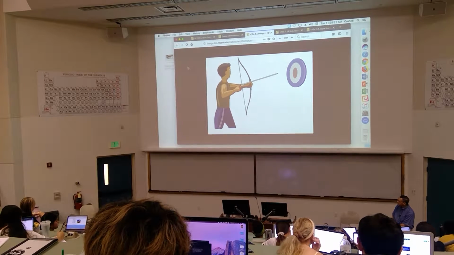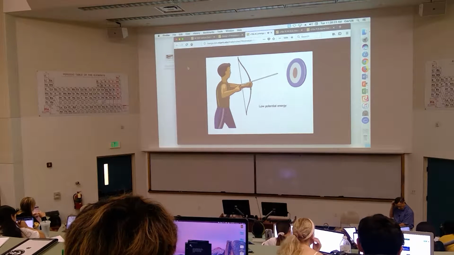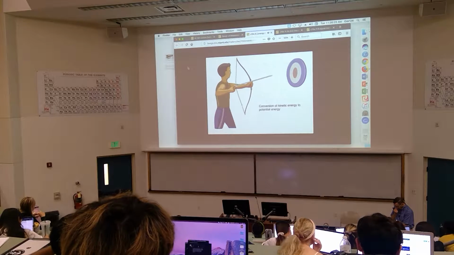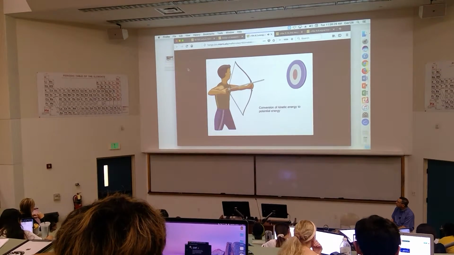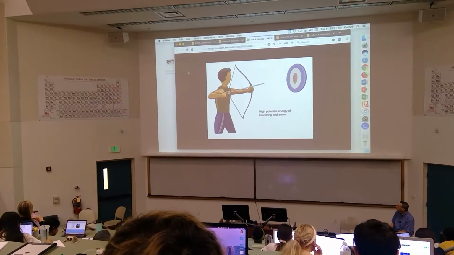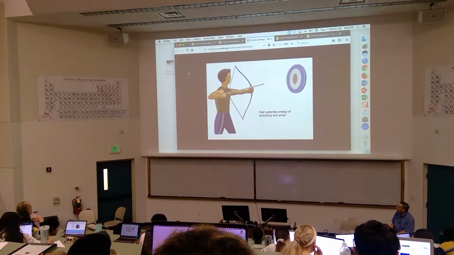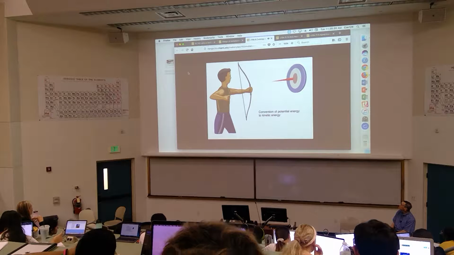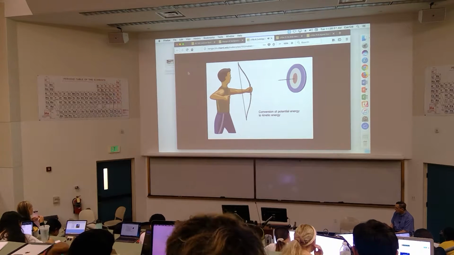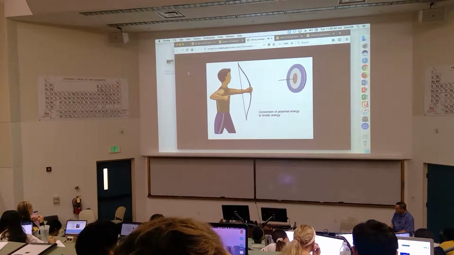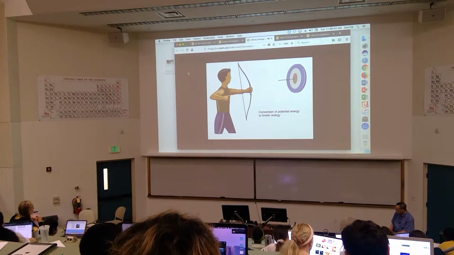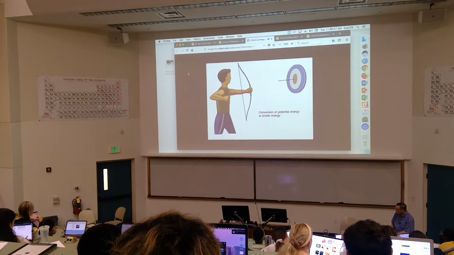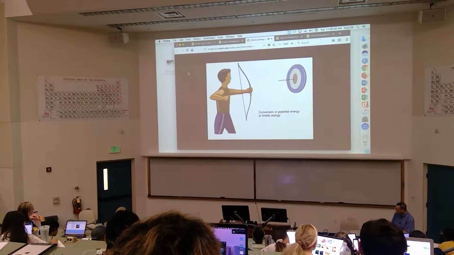The bow and arrow start out with low potential energy. As the archer's arm pulls back the string, kinetic energy from the arm's motion is converted to potential energy in the tense bowstring and arrow. When the bowstring is released, the stored potential energy is converted into the kinetic energy of the moving arrow. When the arrow hits the target, its motion ceases. If energy is neither created nor destroyed, where did the energy of the flying arrow go?